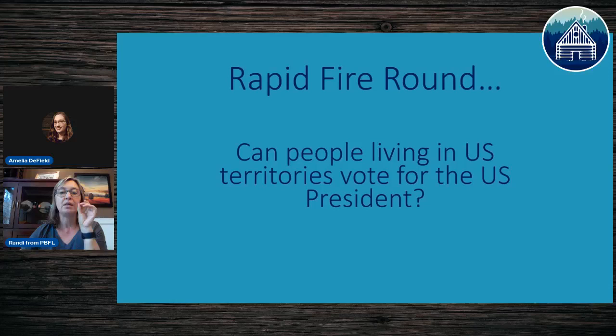Okay, rapid fire round. Can people living in the US territories vote for the US president? I'm going to Google the last two about the US dollar while you think. I don't think so. I think that the answer to this is no. But again, let's see what other people think.